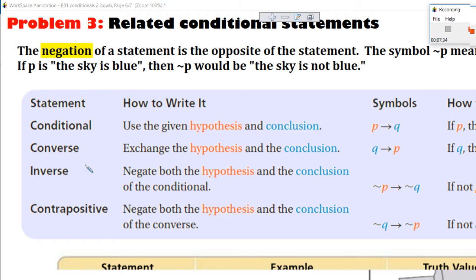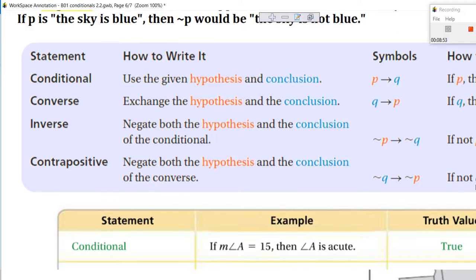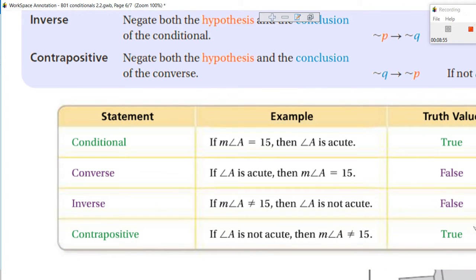Contrapositive is where we almost combine our converse and inverse. We're going to negate them both, but then we're also going to switch the order. So now I have not Q implies not P, or if not Q, then not P. I know those sound a little bit confusing, but let's take a look at an actual example, and I think you'll see how they work.